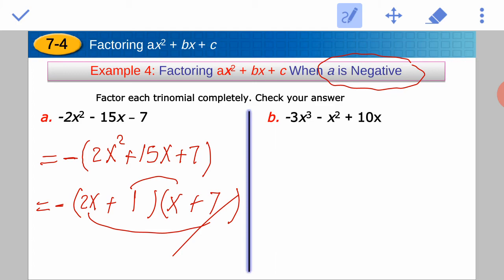Part B. Guys, if you notice in part B, this is not even a quadratic trinomial. This is a cubic trinomial. The first term is x cubed. So guys, if you go over the three terms, you notice that there is a GCF, a common factor among the variables. When you talk about the coefficients, -3, -1, and +10, nothing in common between the numbers except the negative sign. Remember guys, the first term has to be positive, so you need to factor out the negative sign just like we did in part A.